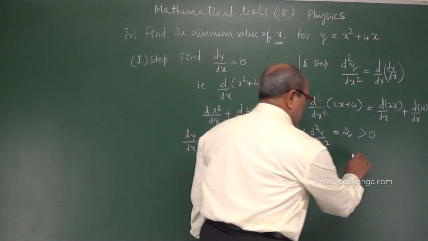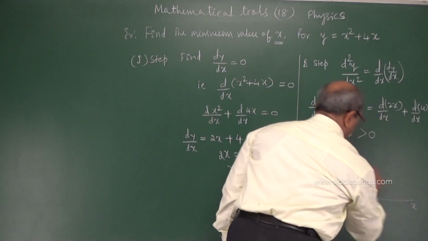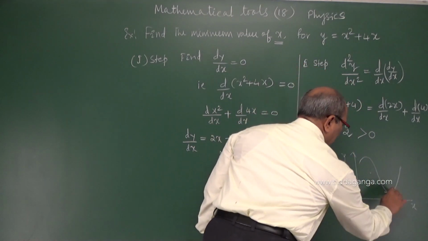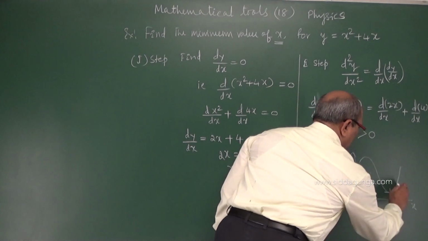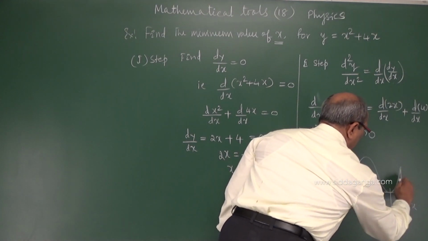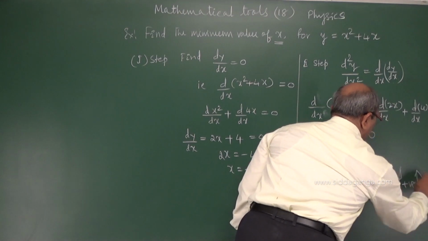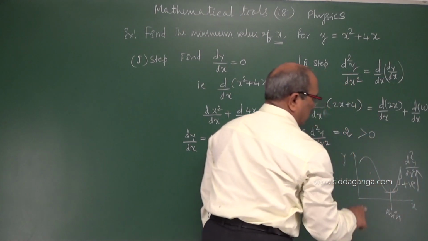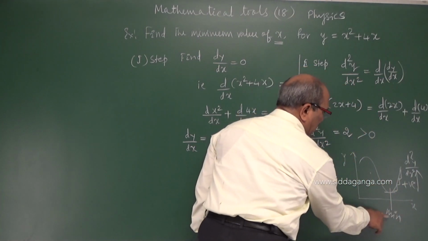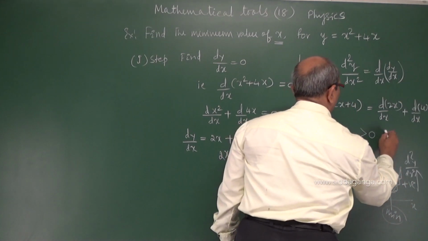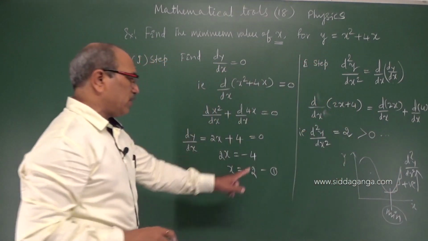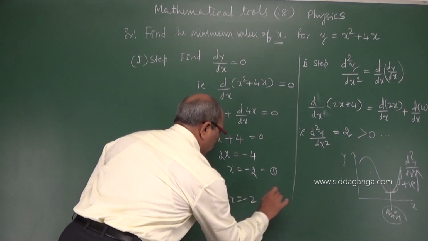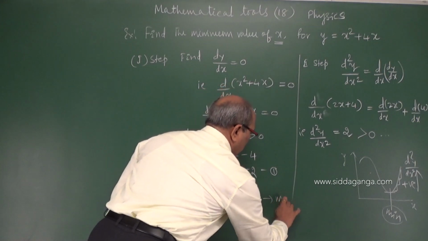I told you in the explanation that if it is x versus y and the curve is like that, this is the minima we take. When you measure the slope, if d square y by dx square comes positive, then I confirm it is a minima. Therefore, x equal to minus 2 is the minimum point.